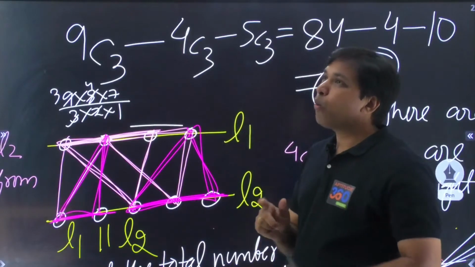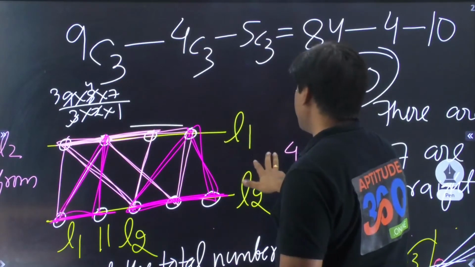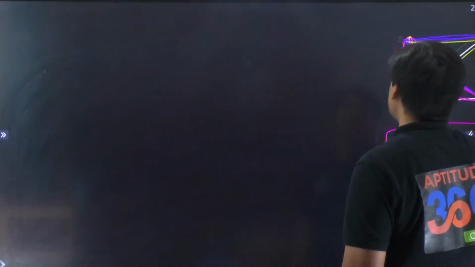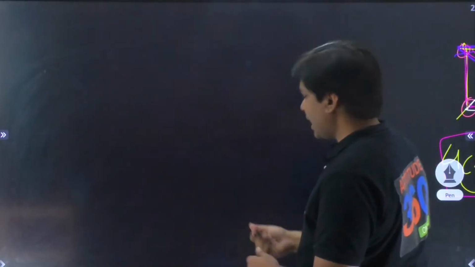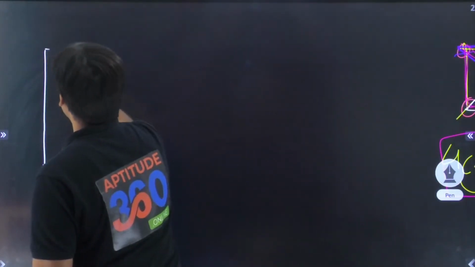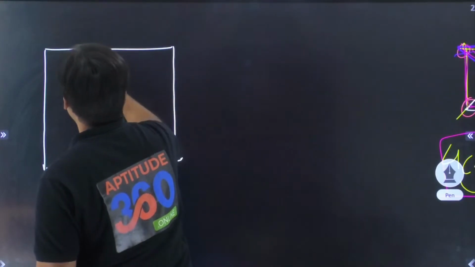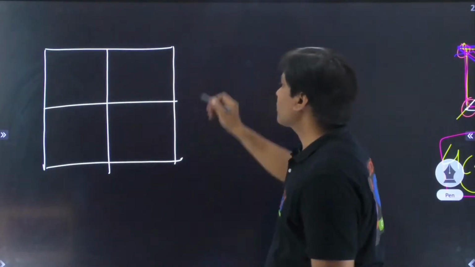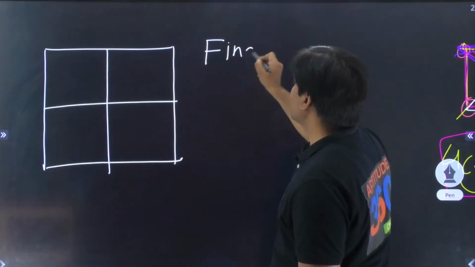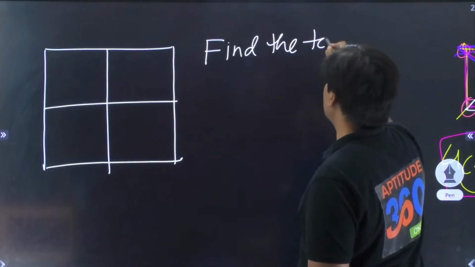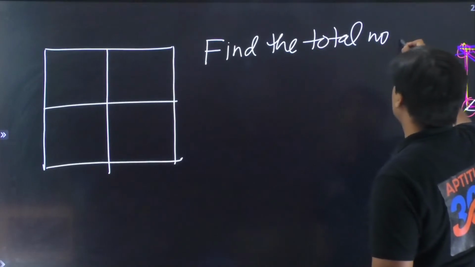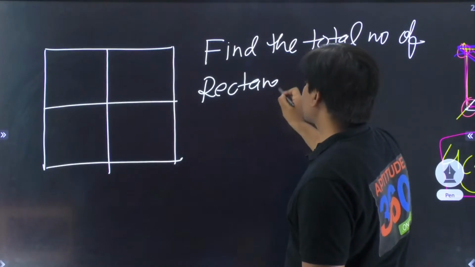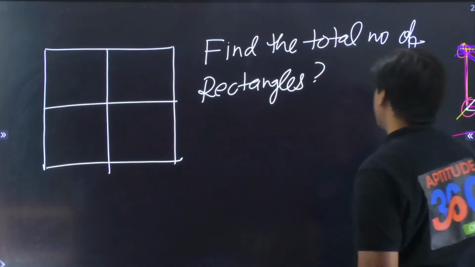Now, one last problem that I would like to do out here is this. क्योंकि ये सारे के सारे हमारे एग्जाम्स में ऑलरेडी पूछे जा चुके हैं, किसी न किसी फॉर्म पे पूछे जा चुके हैं. मैं बोल दूं कि I have got this figure out here, right? Something like this. Find the total number of rectangles.